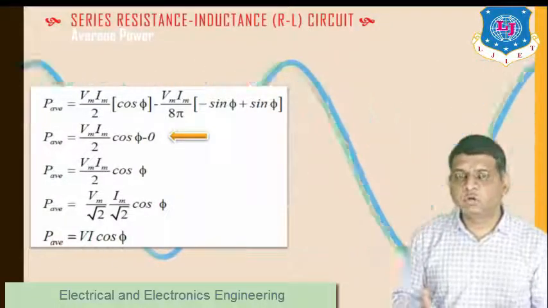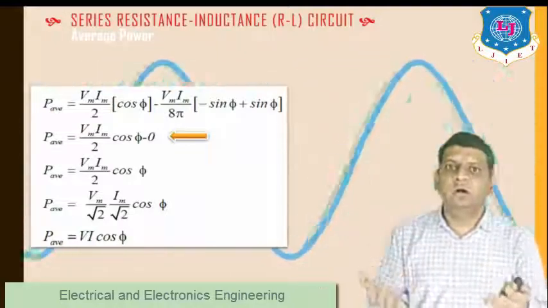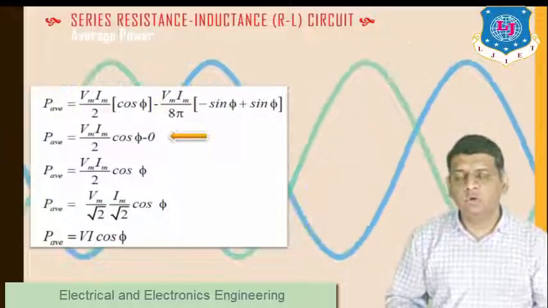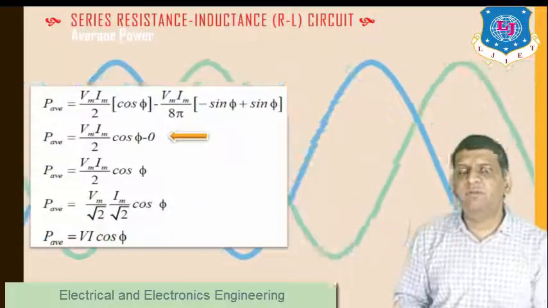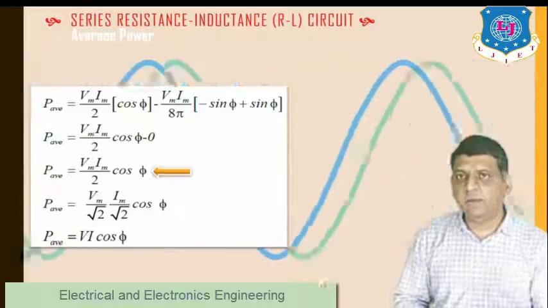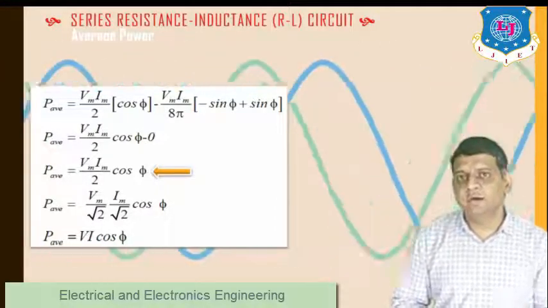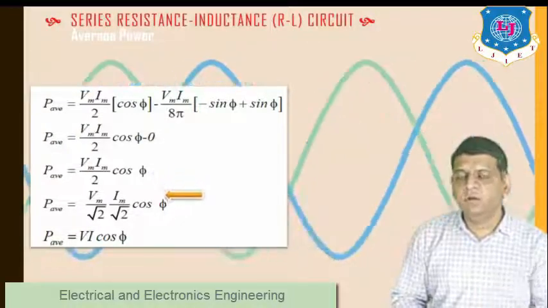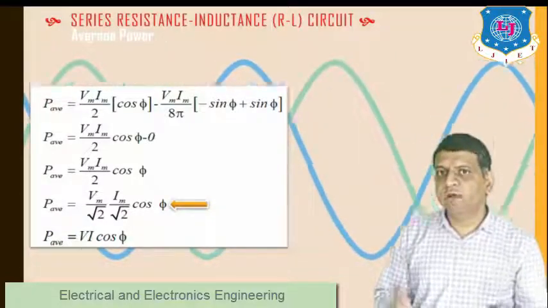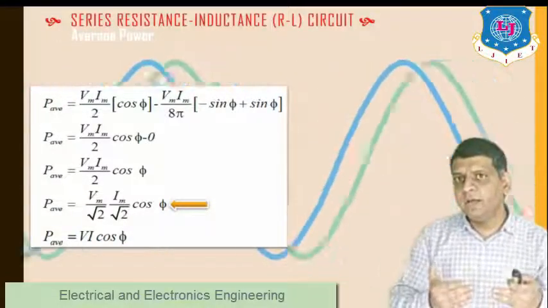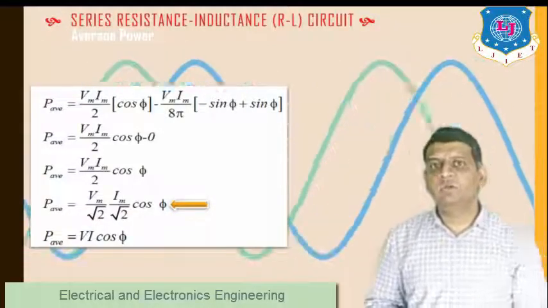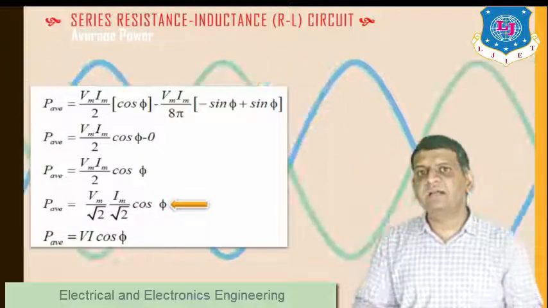So from this you can find the P average value, that is equal to Vm Im into cos phi minus 0. Here the second term was the fluctuating term, since it has cos 2 omega t, so the average value of that fluctuating power term is equal to 0. So from this P average is equal to Vm Im by 2 into cos phi. Right? So I can write this equation as P average is equal to Vm by root 2 into Im by root 2 into cos phi. Finally, Vm by root 2 and Im by root 2 is nothing but the Vrms and Irms values. So from this I can write the equation of P average for the series RL circuit as V I cos phi.